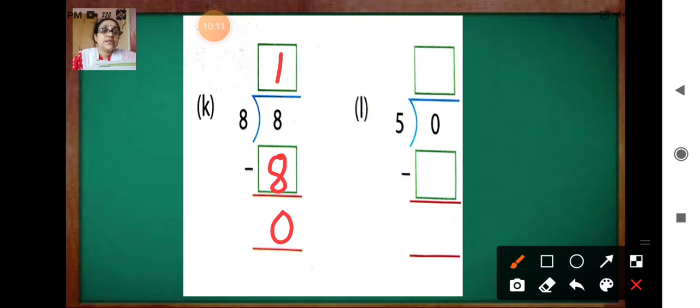Question L, 0 divided by 5. 5 zeros are 0. Sorry children. Okay. Now 0 minus 0 is 0. Finished?